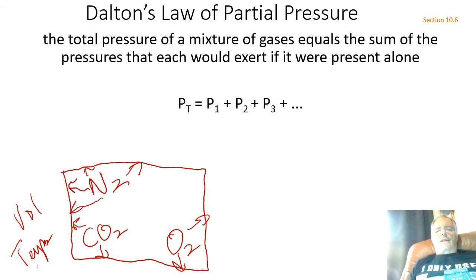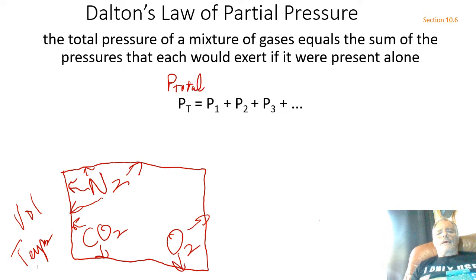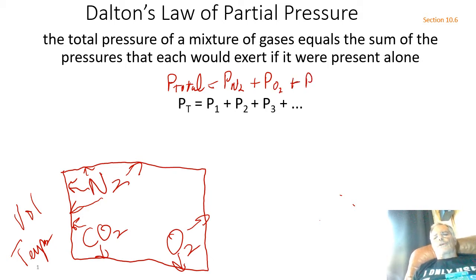And we can express it mathematically. The total pressure, P total, in this case is equal to the sum of the partial pressure contribution of nitrogen, plus the partial pressure contribution of oxygen, plus the partial pressure contribution of CO2. And so that is Dalton's law of partial pressure.